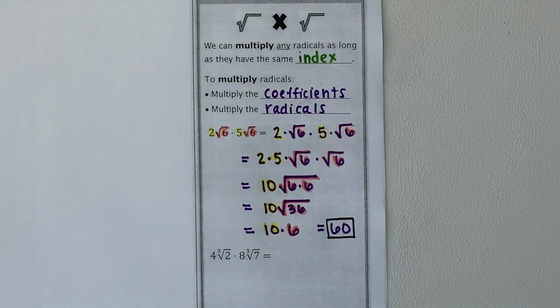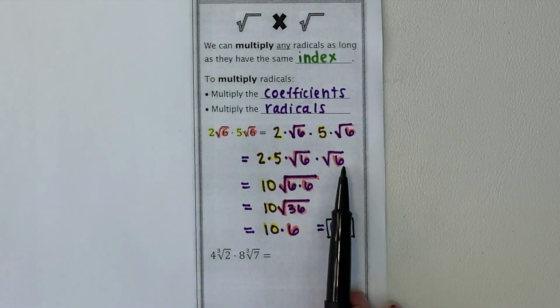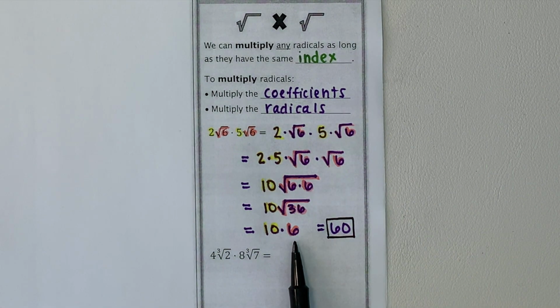Now we could have used a shortcut here, because remember, when you multiply two identical square roots, your answer is just the radicand. So the square root of 6 times the square root of 6 just gives us 6. We could have jumped from here right down here. Let's take a look at this last example here.